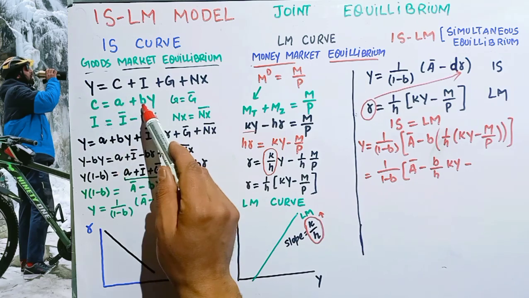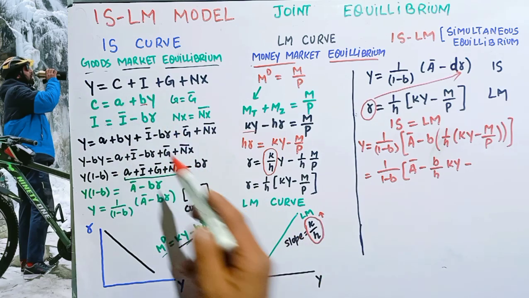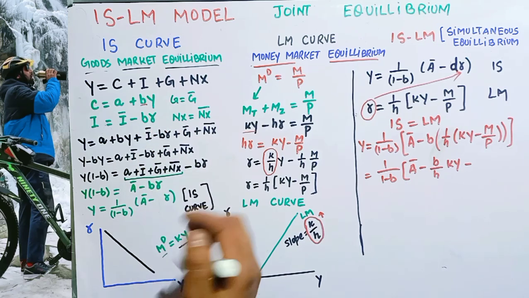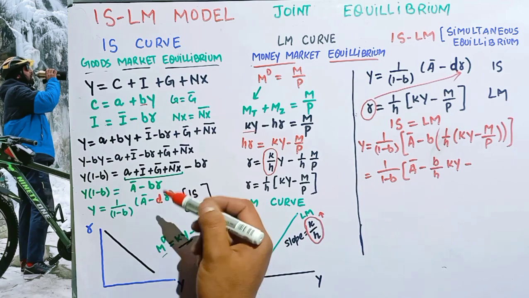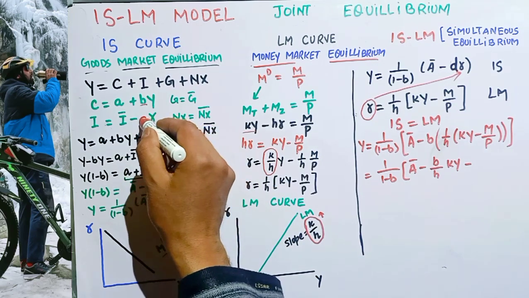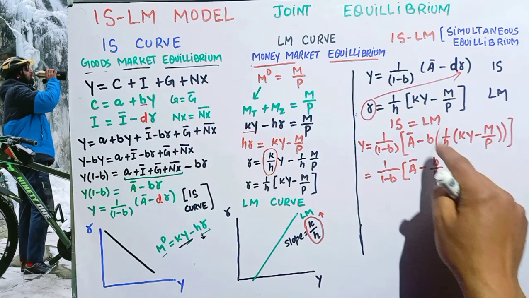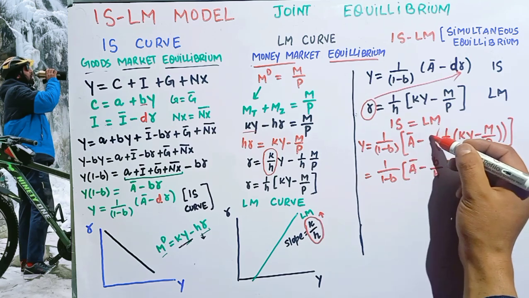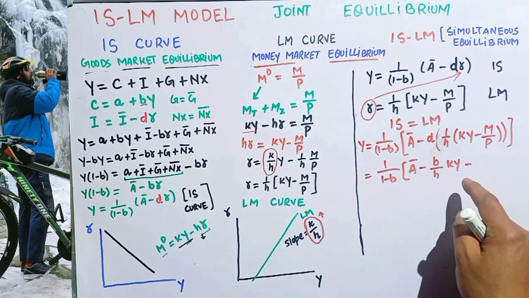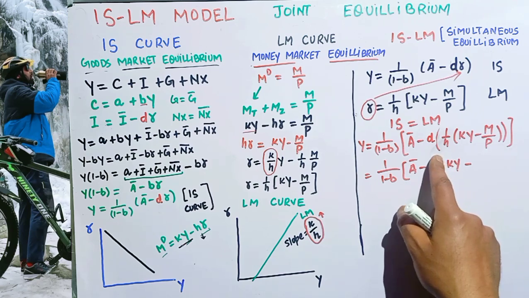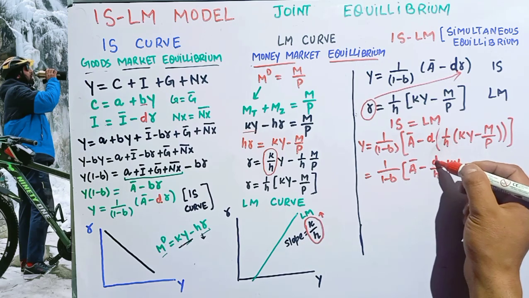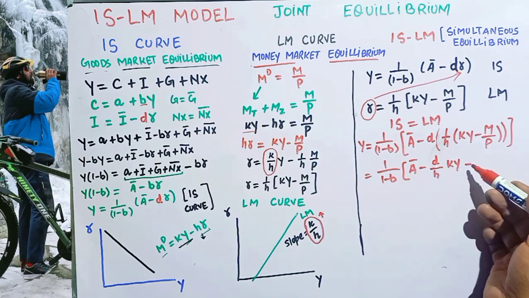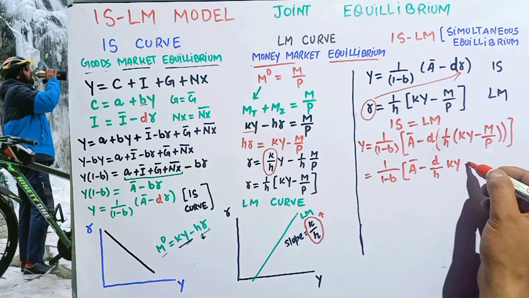Since I have used b for the marginal propensity to consume, and b also for the marginal propensity to invest, let me write d in place of b. So here we have d, and again d. We have ky, then minus into minus is plus, so it will become plus.